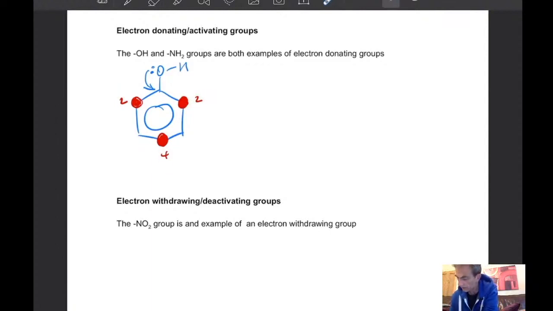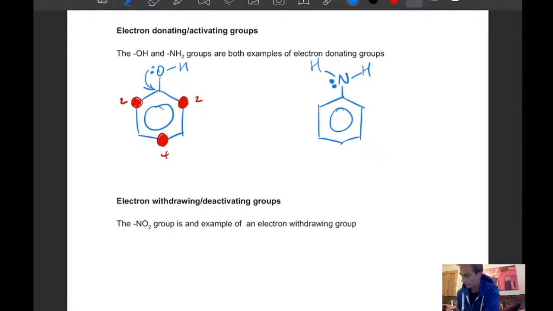Now let's just look at phenylamine. So phenylamine is this. Well, hopefully you know that nitrogen has a lone pair on it. So I'll just put it here. There's a lone pair on the nitrogen. Just remember your ammonia chemistry from first year, NH3, lone pair on the nitrogen. And so that's going to do exactly the same thing. So we get these hot spots here and here.